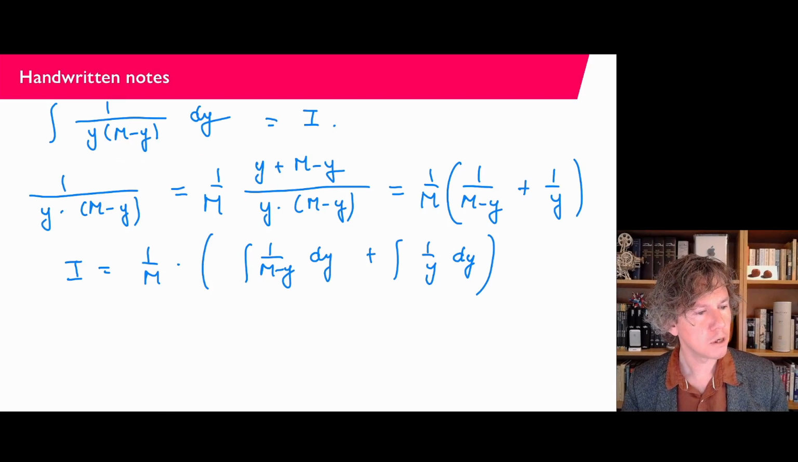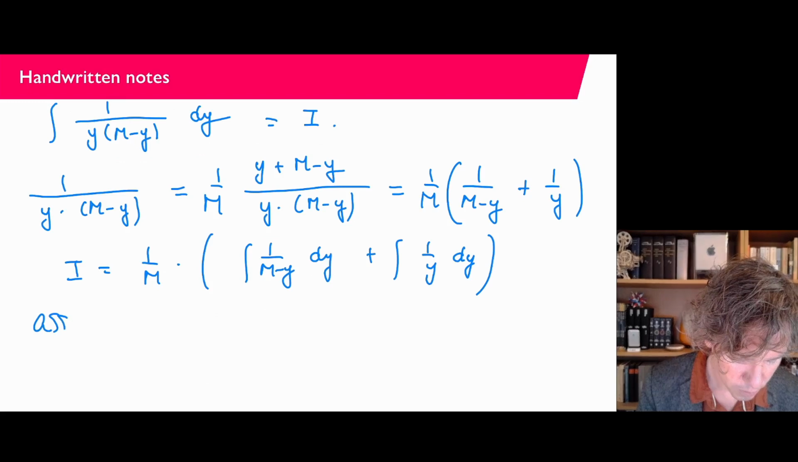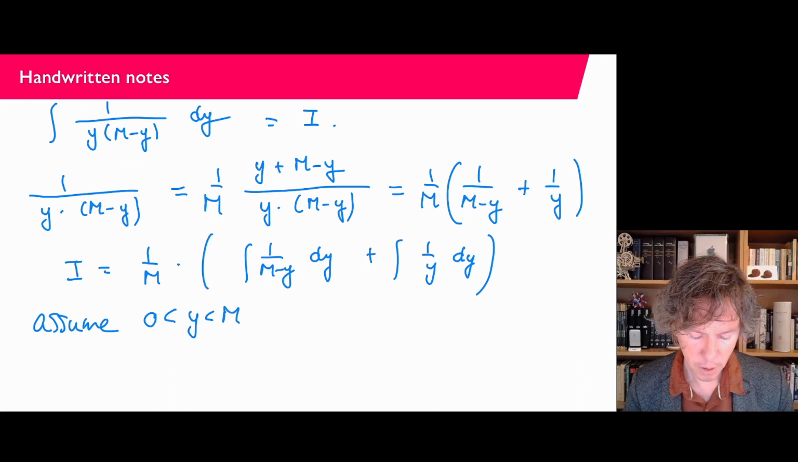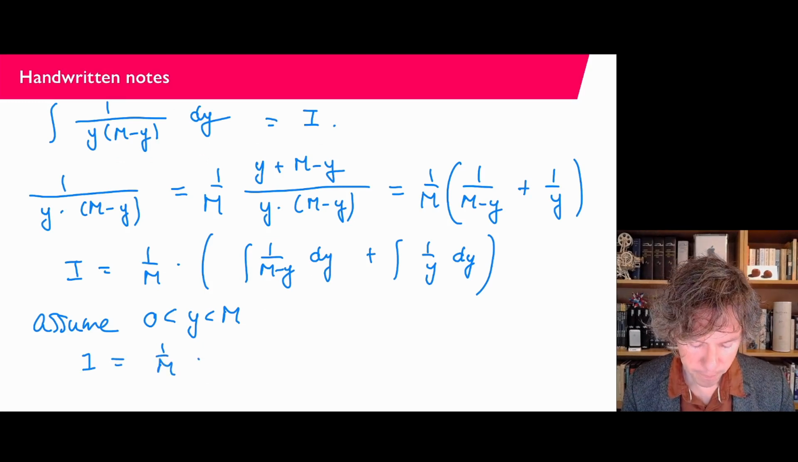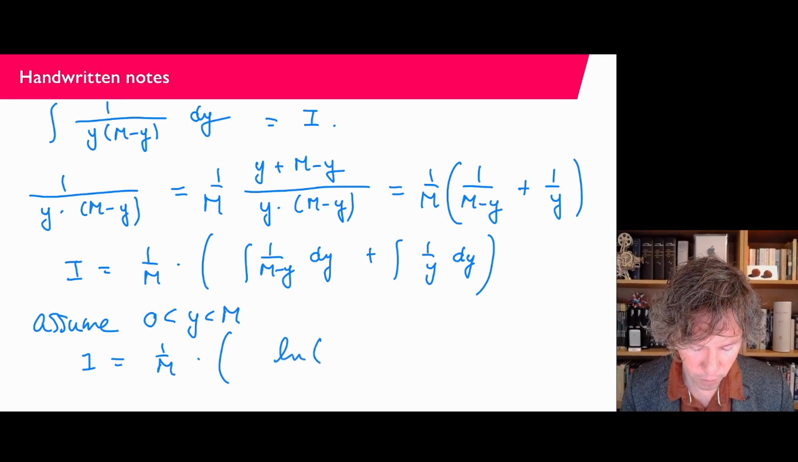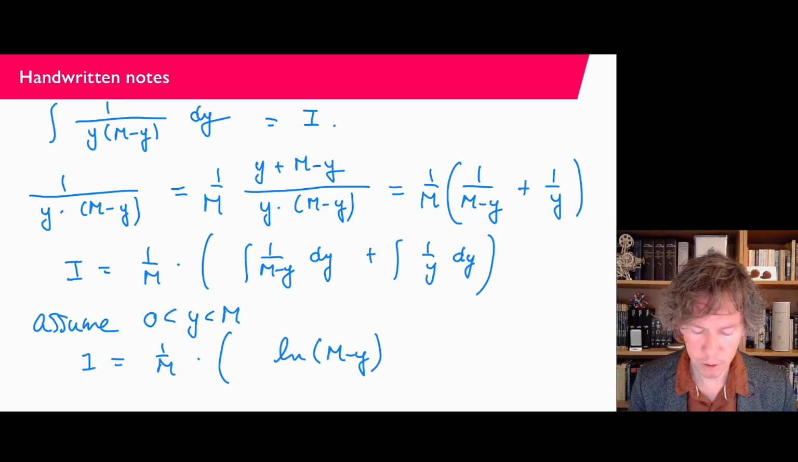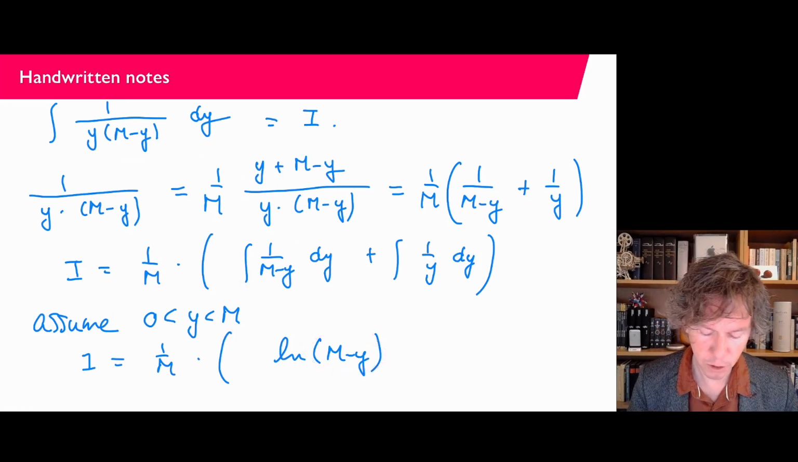So what I find, let us assume 0 less than y less than m, then I find I is 1 over m. The primitive for m minus y, the antiderivative, is the logarithm of m minus y. And I don't write the absolute value signs here because I'm going to assume that this holds, so then I can forget about the absolute value signs here.